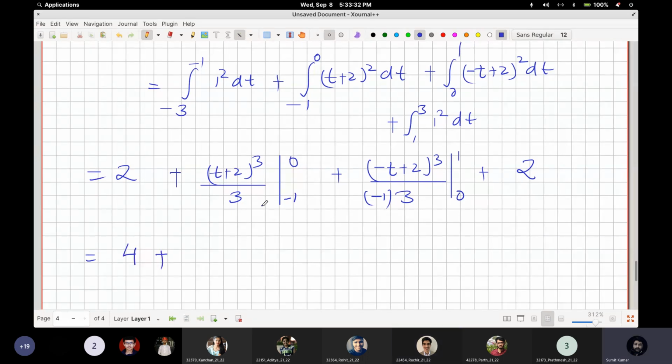This will be 4 plus, yes, and let me just compute this. When you put 0, what is this going to be? Let me take 1 by 3 common here. And when you put 0, what will you be getting? 2 cube, isn't it? So that will be 8, right? And when you put minus 1, what is that going to be? 1 cube, so that is 1. And here what will you be getting?